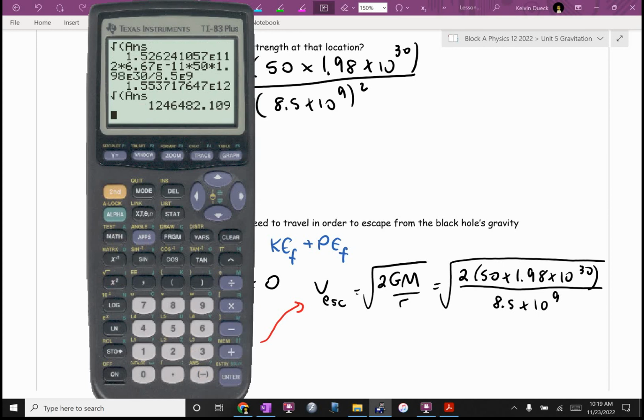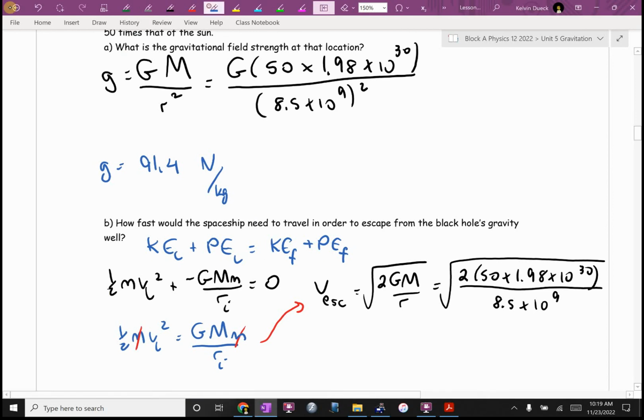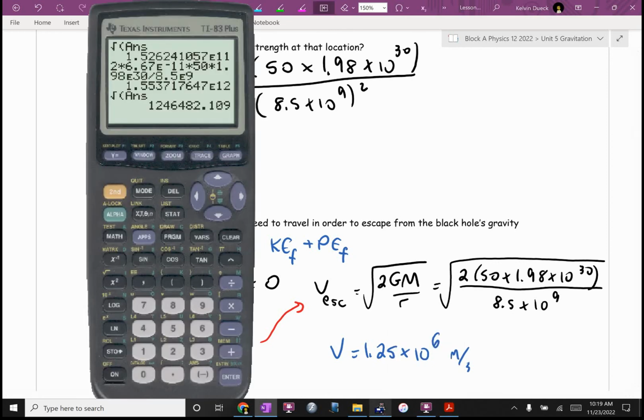Do you get 1, 2, 4? I'll write this in scientific notation. 1.25 times 10 to the 1, 2, 3, 4, 5, 6. Yep. Kilometers per second would just be this divided by... I wouldn't mark it wrong. It's just that's not the SI units, right? Yeah. So a little faster than the 11 kilometers per second that gets us out of our solar system.